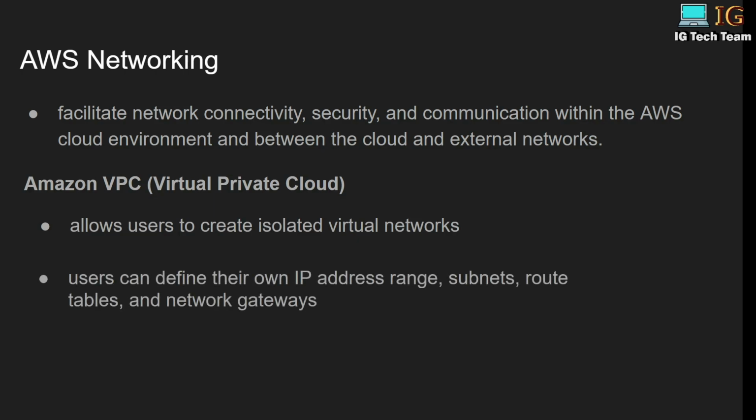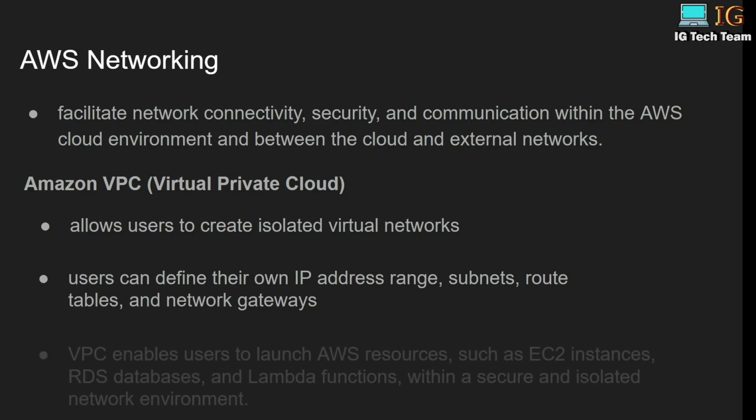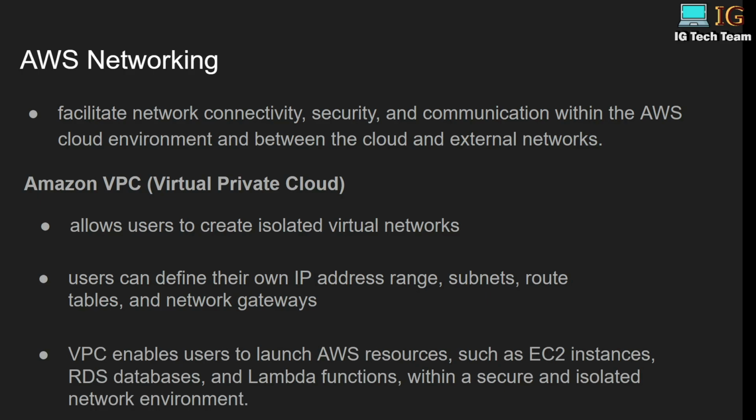In VPC, users can define their own IP address range, subnets, route tables, and network gateways, and it provides complete control over the virtual network environment. VPC enables users to launch AWS resources such as EC2 instances, RDS databases, and Lambda functions within a secure and isolated network environment. That means, in summary, AWS networking establishes a communication channel between different components of your application. You can define your network architecture and connectivity requirements to make connections to the users or other external systems.